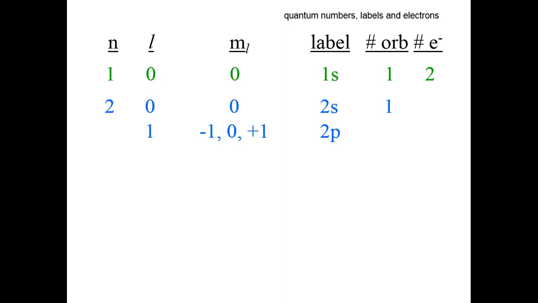While there is one orbital with the label 2s, there are three orbitals with the label 2p, which result from the three combinations of quantum numbers: 2, 1, minus 1; 2, 1, 0; and 2, 1, plus 1. The 2s orbital holds 2 electrons. The 2p orbitals together can hold 6 electrons. Altogether, the 2s and 2p orbitals can hold 8 electrons.